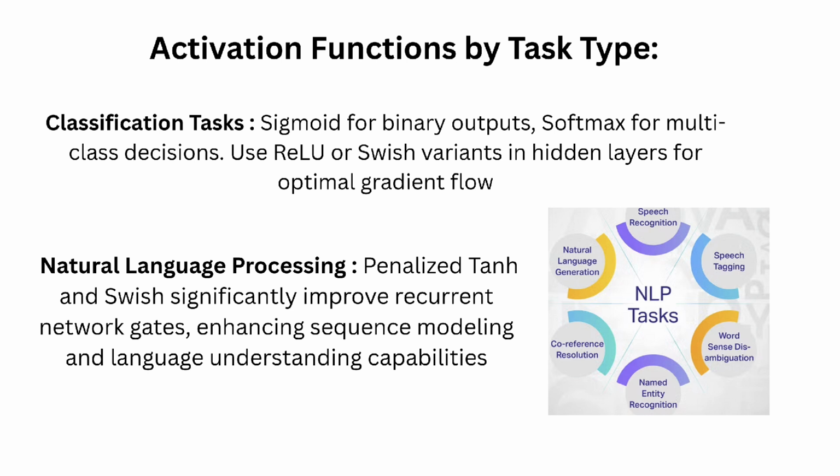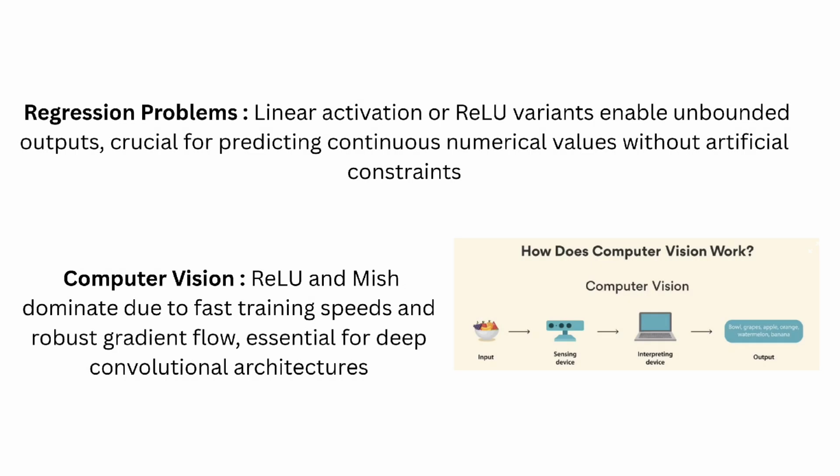Natural language processing, meaning NLP. Tanh and Swish significantly improve recurrent network gates, enhancing sequence modeling and language understanding capabilities. Regression problems. Linear activation or ReLU variants enable unbounded outputs, crucial for predicting continuous numerical values without artificial constraints.